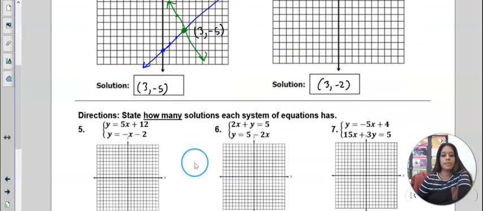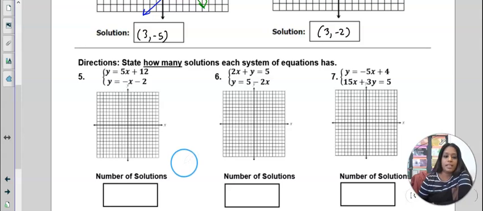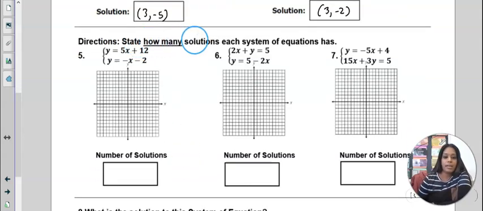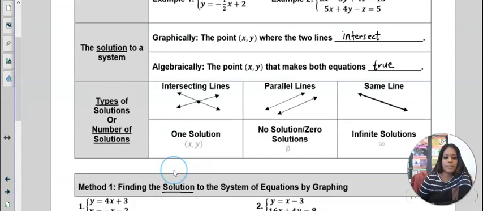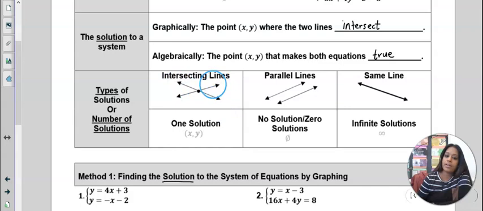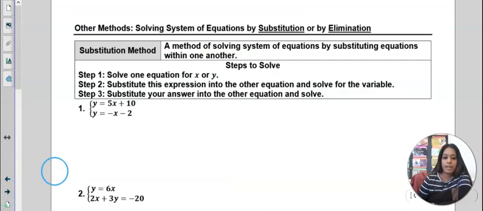The next type of questions you might see are something like this, where it says, state how many solutions each system of equations has. So we can graph it and see the type of solutions. Let me go back to the previous page. Obviously if they cross each other, you have one solution. If they have the same slope and they're parallel lines, they have 0 solutions, or no solutions. And if it ends up being the same line, then it is infinitely many solutions. So the easiest way is to graph them and see.